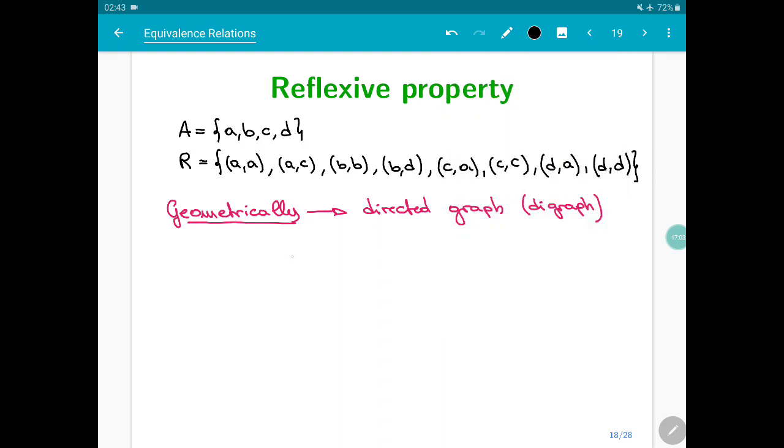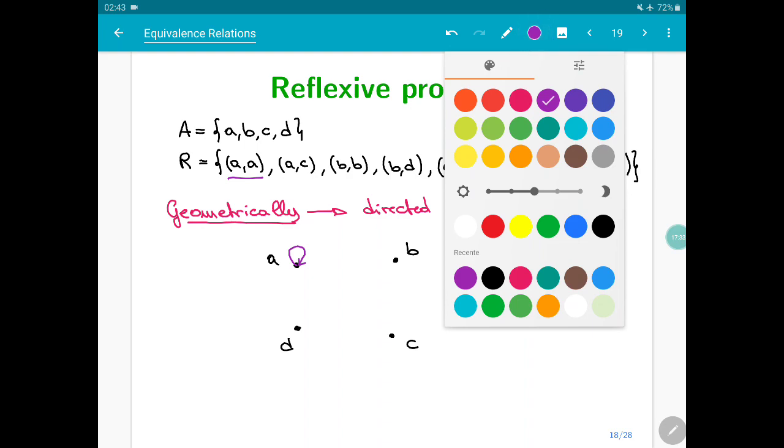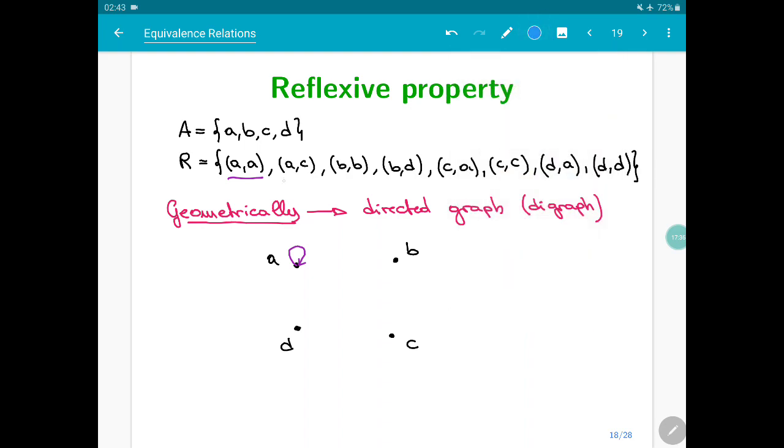Okay, for doing that, remember that I need to set up my vertices. This is the example that we did before, A, B, C, and D. And now remember that for each element in R, I'm going to put an edge in my graph, okay? So let's put some color here. AA will be the loop from A to A. Then AC will be the oriented edge from A to C.